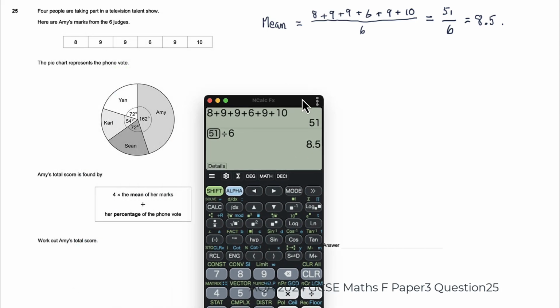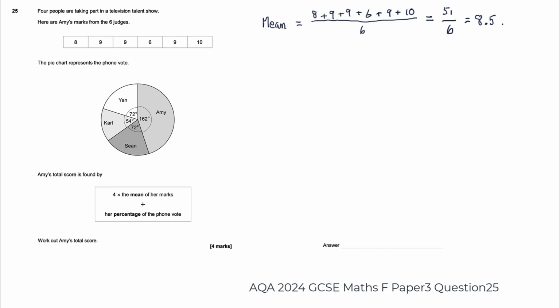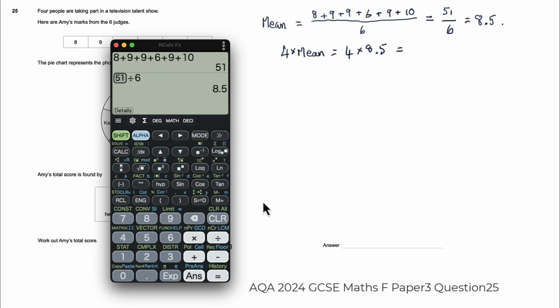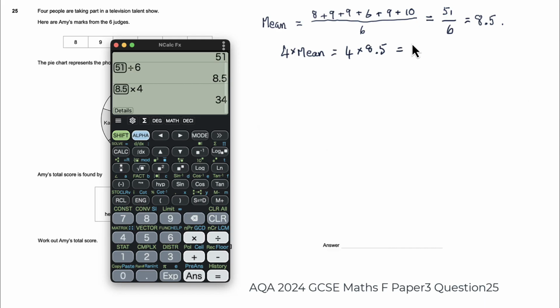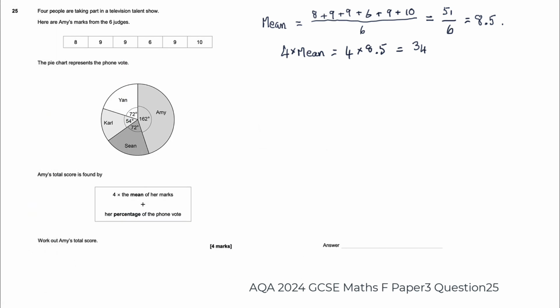Now, we were told that it's 4 times the mean. So let's write that down. 4 times the mean would be 4 times 8.5. So it's that answer times 4. And that gives me 34. So what's next?